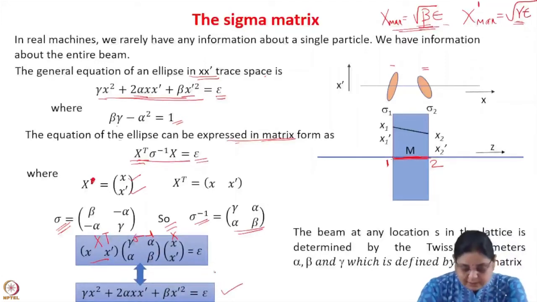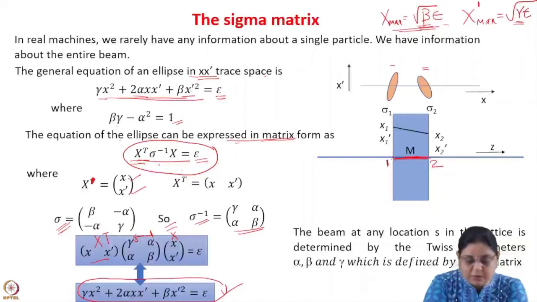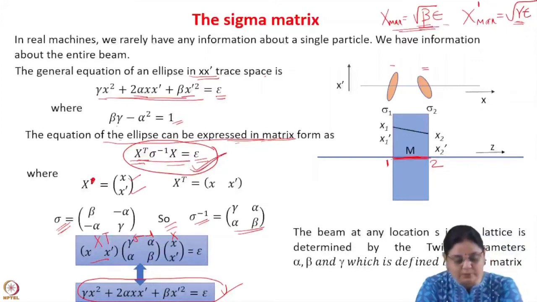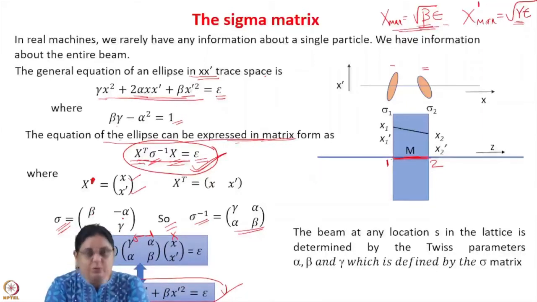So hence these two expressions are identical. The equation of the ellipse can be expressed in the matrix form as this equation, where x is the position coordinate and sigma is the sigma matrix, which is in terms of alpha, beta and gamma. So it is giving you the entire information about the beam. That means it is telling you about the ellipse of the beam at that location, what is the shape and orientation of the ellipse.